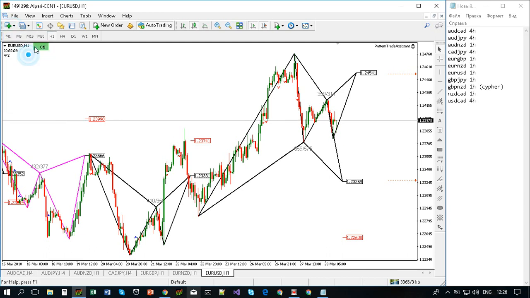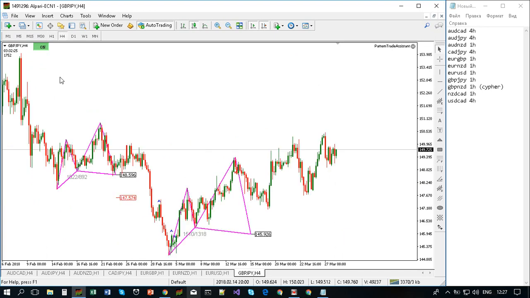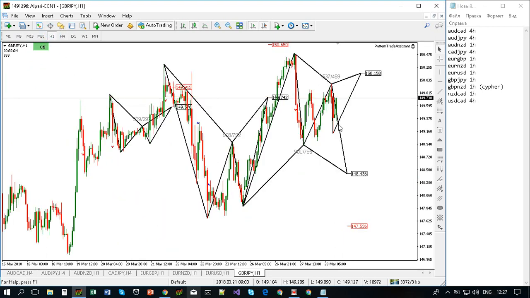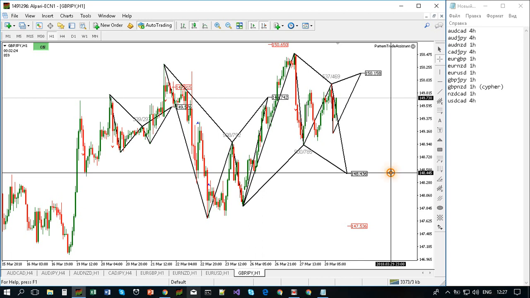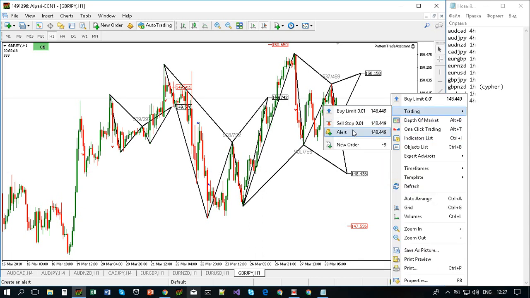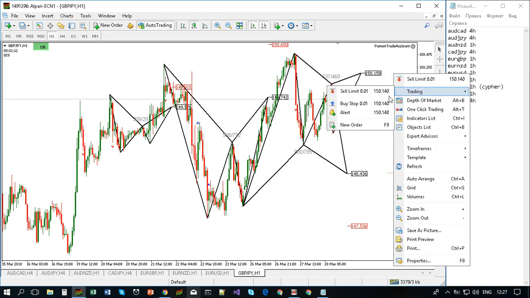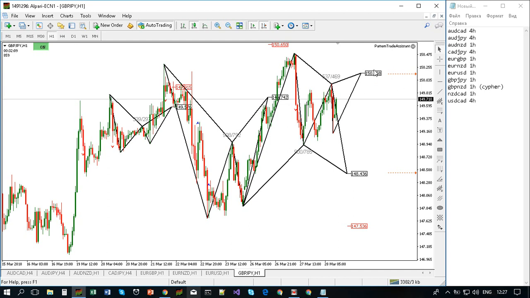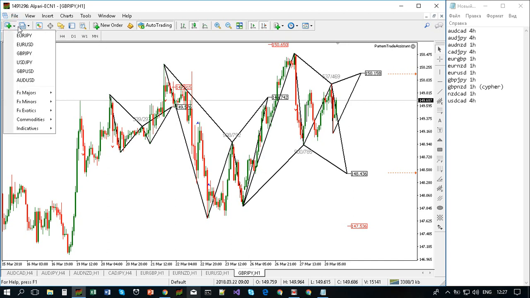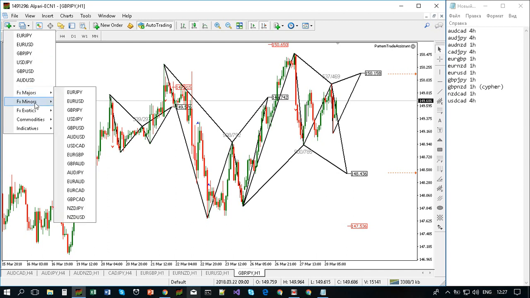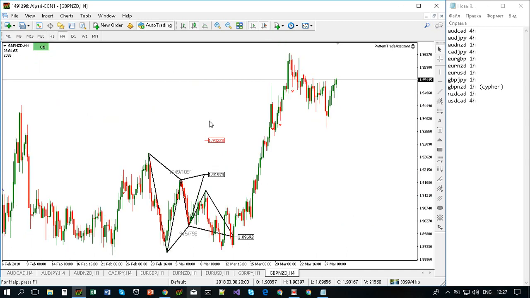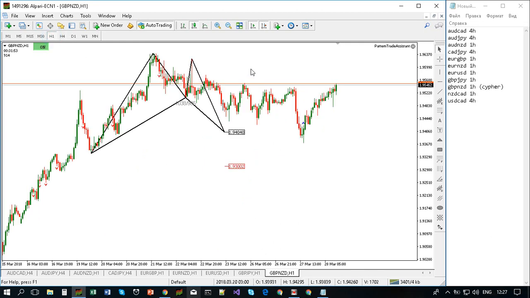GBP JPY. Let me set an alert for bull one and another alert for bear one. Okay, 2 alerts. If price crosses this completion point, then I will be notified. GBP NZD 1 hour cipher. Let's go to GBP NZD 1 hour cipher, and as far as I remember, it looks this way.